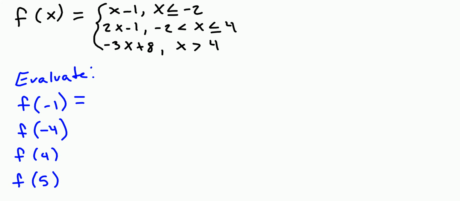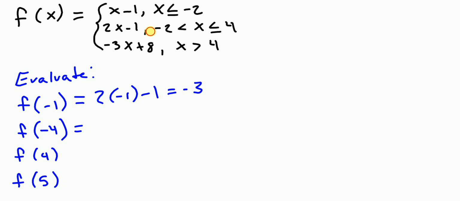Okay, so -1. Is -1 less than or equal to -2? No. Is -1 in between -2 and 4? Yes. So we'll use this function. 2 times -1 minus 1. 2 times -1 is -2, minus 1 would be -3.